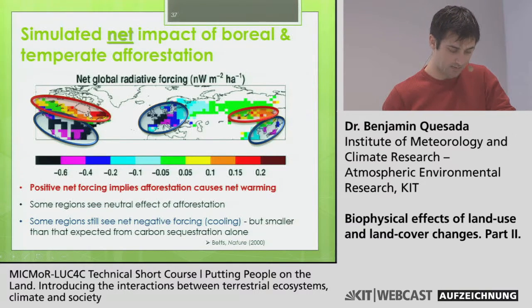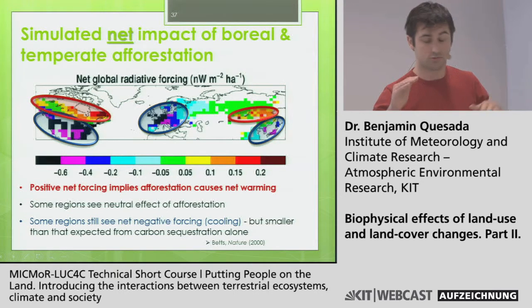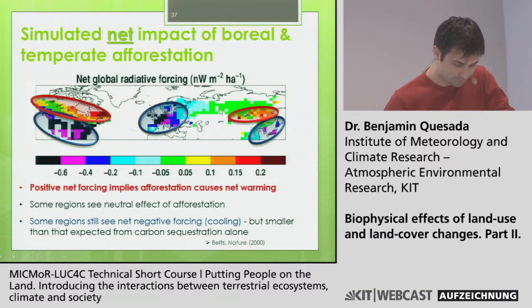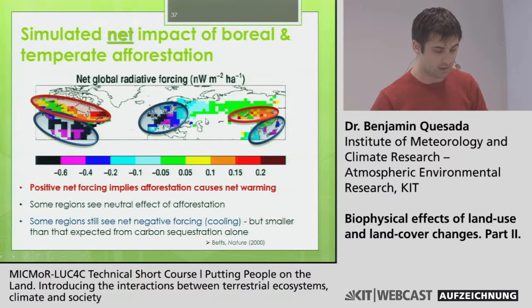That implies that these regions, when you afforest, experience a net warming. You have also some regions that experience neutral effects of afforestation, so they are balanced, the carbon sequestration is balanced by the decrease in the albedo, like Russian regions. And you have some regions that still see, like North America and Europe, some negative forcing, so a cooling net impact of afforestation, but of course smaller than that expected if you take into account only the biogeochemical effect. So this is why biogeophysical impacts are important to take into account.